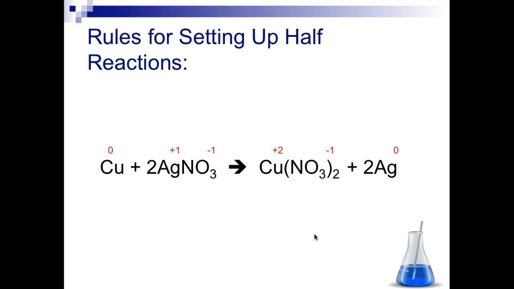So here are all of our oxidation numbers. Is an oxidation or a reduction happening? Yes. If you look, copper here and copper here have different charges. Silver here and silver here have different charges. So this is an oxidation reduction reaction.